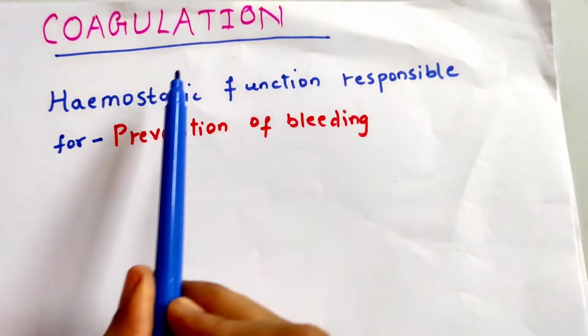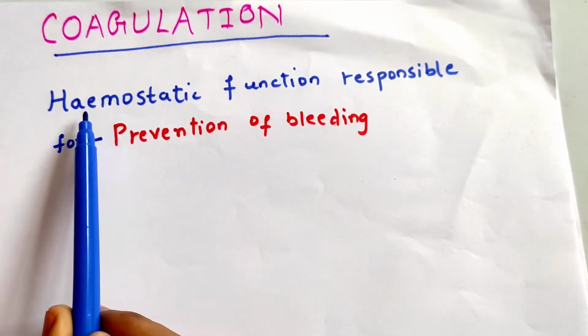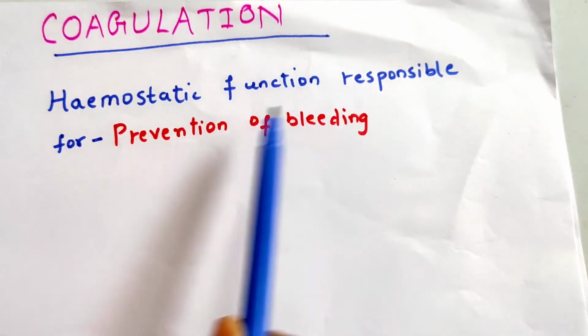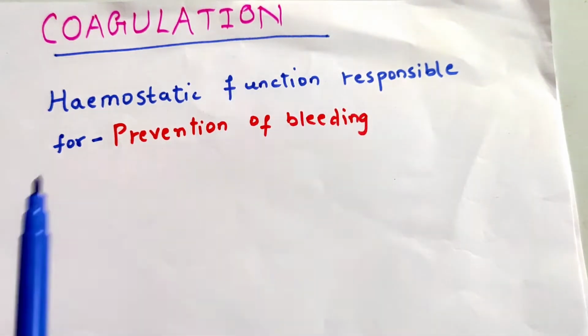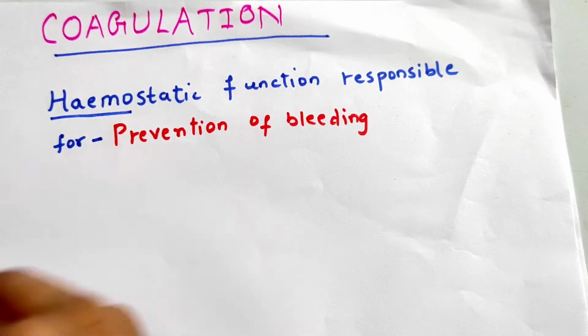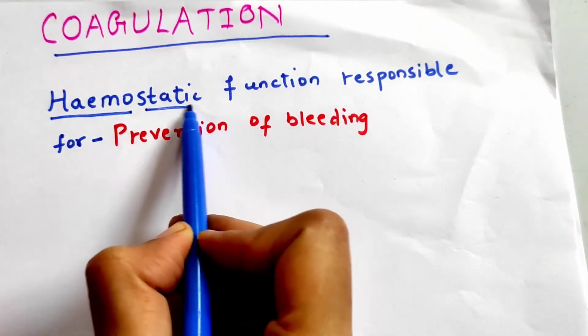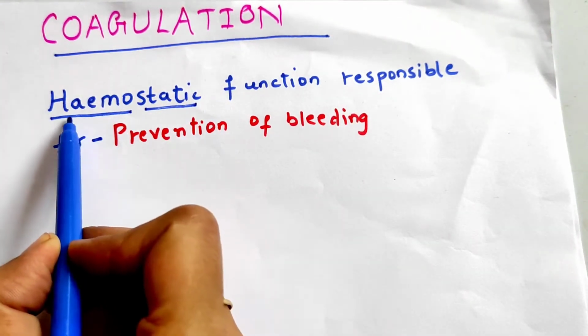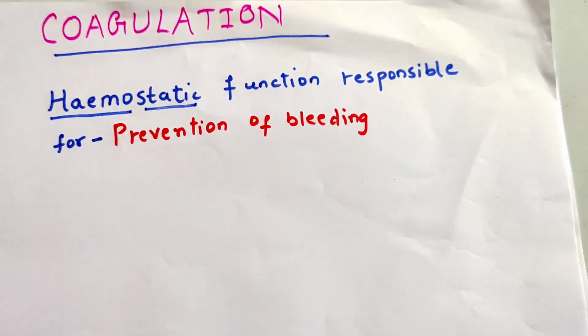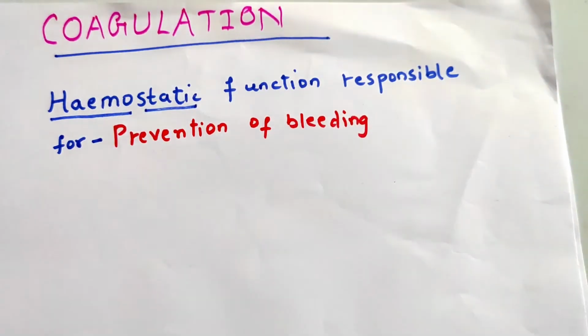So coagulation is a major hemostatic function responsible for prevention of bleeding. Hemo here is for blood and static is for stop. So to stop the blood after bleeding is called coagulation.